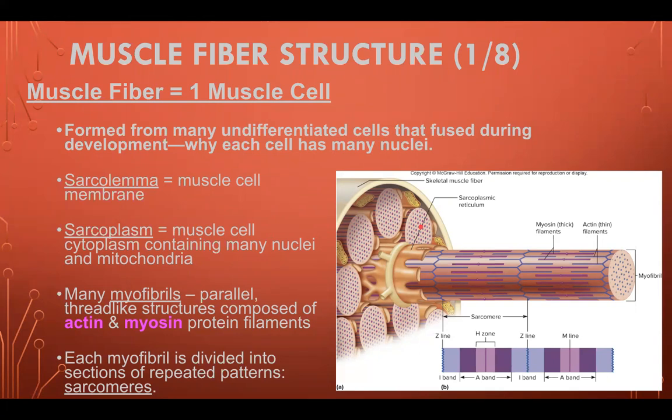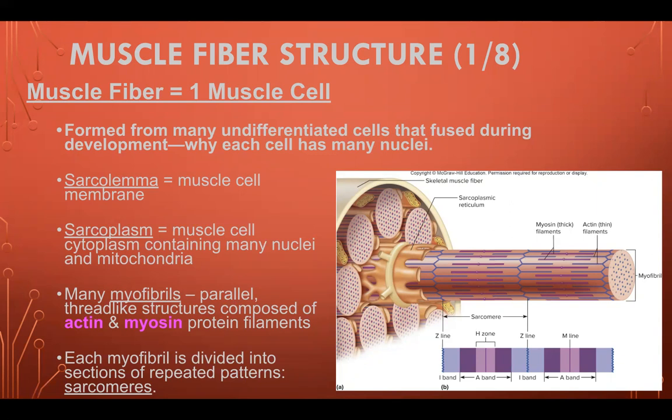Welcome to today's video. In this one, we are going to be just looking at the structure of one muscle fiber and more specifically looking down into what makes up a sarcomere, which are the functional units of a muscle fiber. So first things first, muscle fiber is just a name for a muscle cell. So one muscle fiber is one muscle cell. And these types of cells are very unique.